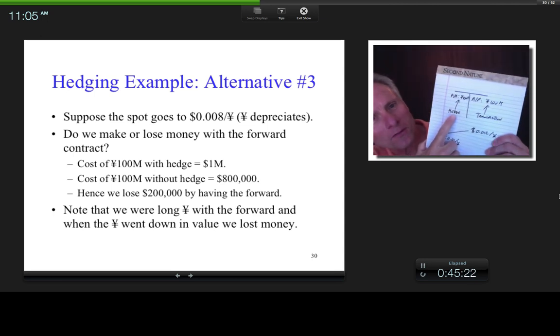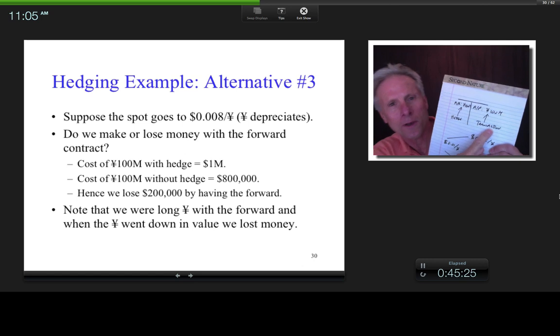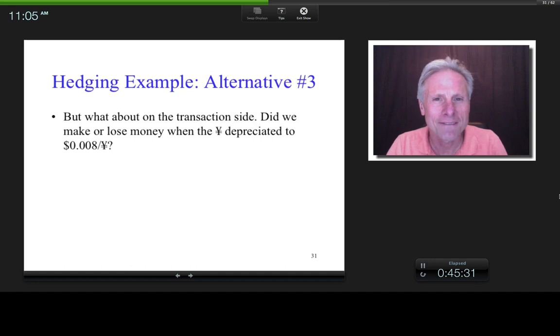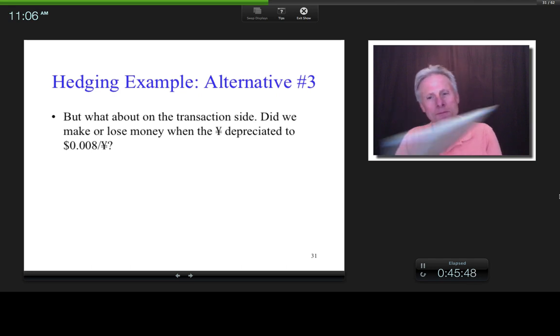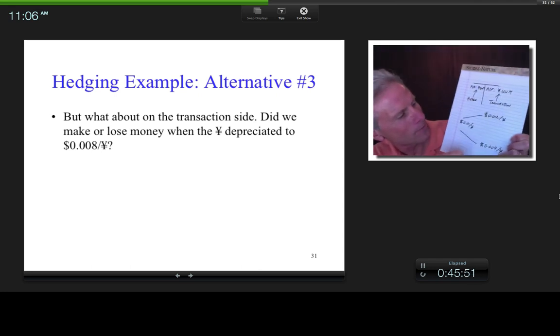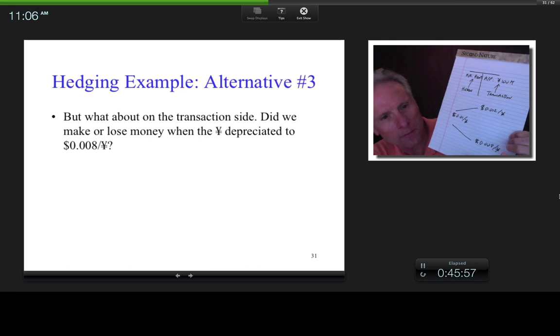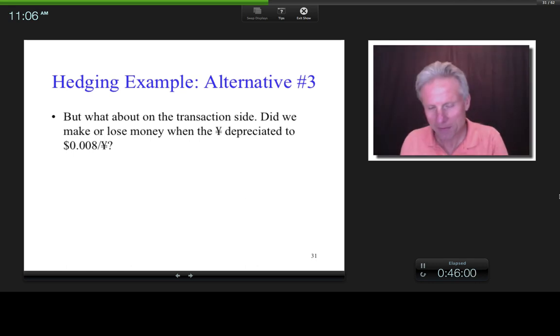Okay, so that explains this side. When the yen depreciated on this side, we lost money. What about on this side? What about on the transaction side? On the transaction side, are we short or long yen? We're short, right? And when you're short something, and that something goes down in price, have you made or lost money? You've made money, right? How much did we make? 200,000, right? Because on this side, with what we owe, we're expecting to pay $1 million. But if we actually only had to pay 800,000, that would be happy face or sad face? That'd be happy face, right?